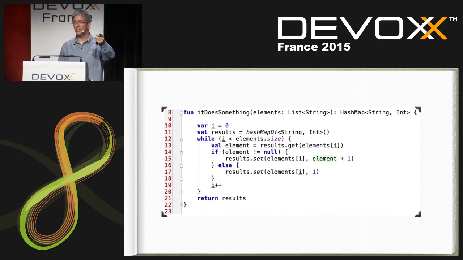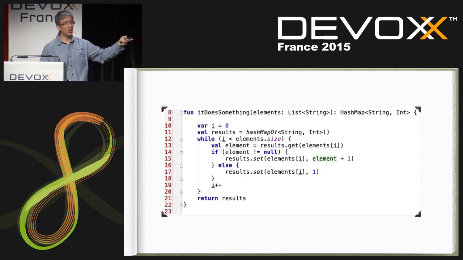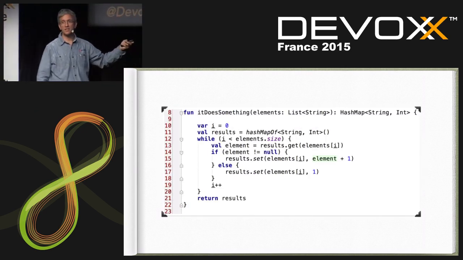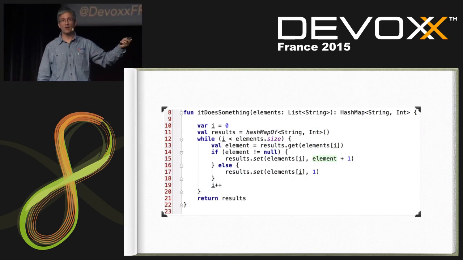Brilliant. Someone agrees with me at least. So it does something. You need to look at that code and it does something. If I show you this code, it does something also. Right? Now, which one is easier to reason about? That one or that one?